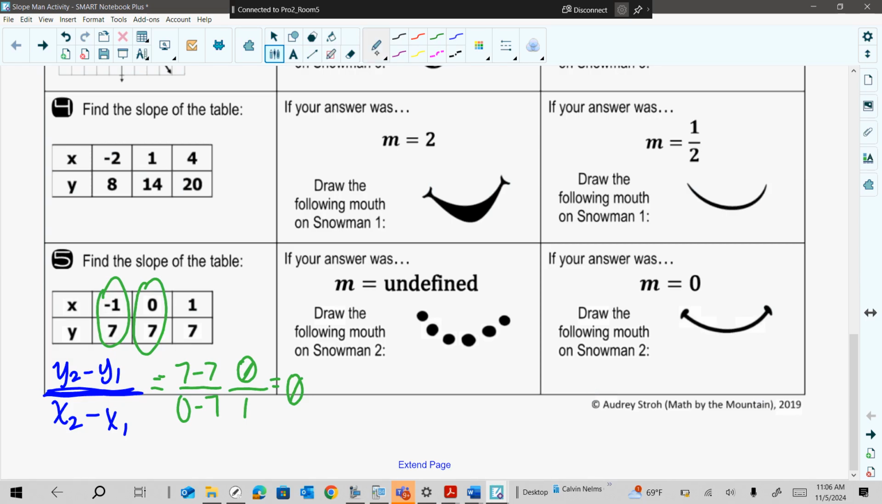So right here it says, if your answer is 0, m equals 0, draw this mouth on Snowman 2. So we're just doing a smiley face on Snowman 2.